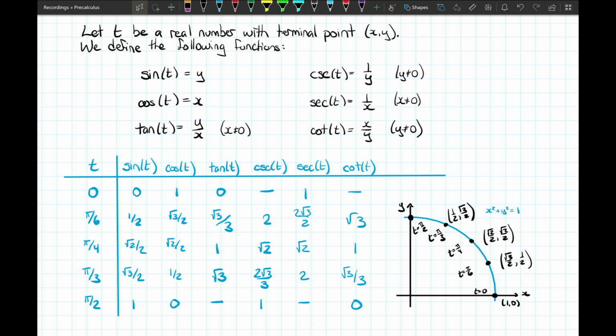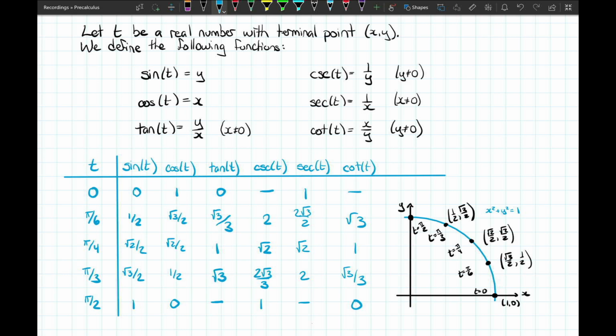And looking at sine, since it's the y-coordinate, you'll see it starts at 0 and proceeds up to 1: 0, 1 half, root 2 over 2, root 3 over 2, and 1. And cosine, of course, is the x-coordinate. That's already going to start at 1 for our initial point when t equals 0. And it's going to be decreasing as we go up to the very top of the unit circle, and at pi over 2 we'll end up with an x-coordinate of 0. And by a very nice symmetry of a circle, its values are 1, root 3 over 2, root 2 over 2, 1 half, and 0.